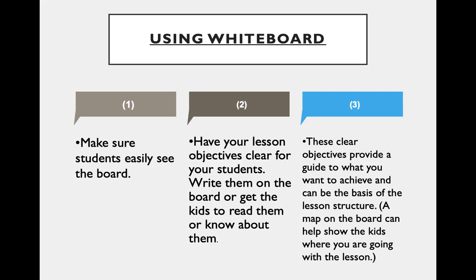Using the whiteboard. Make sure that students easily see the board. This is very important. Number two, have your lesson objectives clear for the students. Write them on the board and get the kids to read them, or at least to know about them. Third, these clear objectives provide a guide to what you want to achieve and can be the basis of the lesson structure. So it's a kind of map on the board which will help show the students where you are going with the lesson.